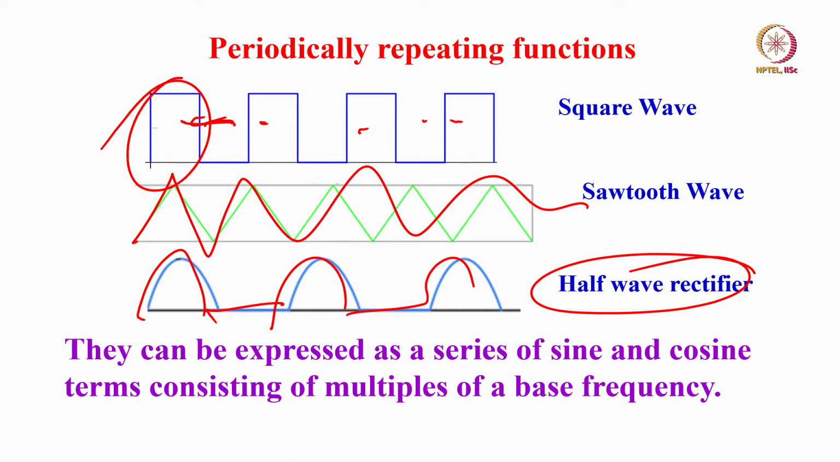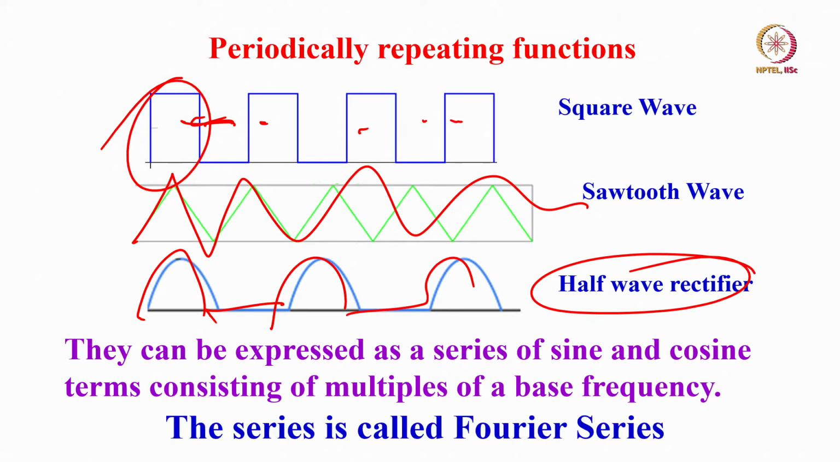which consists of multiples of a base frequency. That is a point you should remember. They are periodic functions, but they are represented by multiples of a base frequency. So, such a series, where you can represent a periodic function as sines and cosines with a base frequency, is called a Fourier series. Remember, I am not talking about Fourier transformation. I am introducing only Fourier series. Fourier series is the representation of periodic functions as sines and cosines with multiples of a base frequency. That is the definition I am giving you broadly for Fourier series.